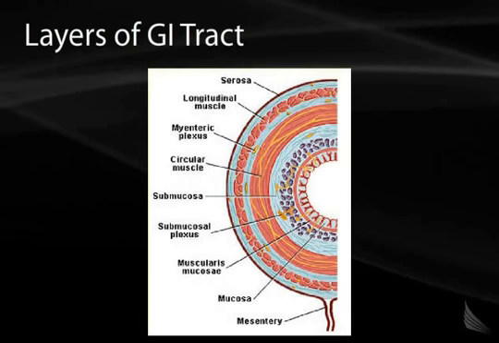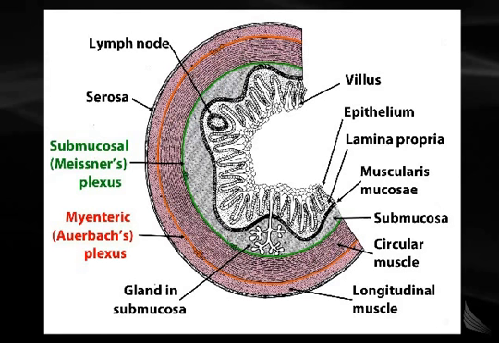Namely, from the inside out, we have the mucosa, the muscularis mucosa, the submucosal plexus, or the Meissner's plexus, the submucosa, the circular muscle, the myenteric plexus, otherwise known as Auerbach's plexus, the longitudinal muscle, and finally serosa. This is shown again in the next slide with the presence of lymph nodes, which are also lining the GI tract.